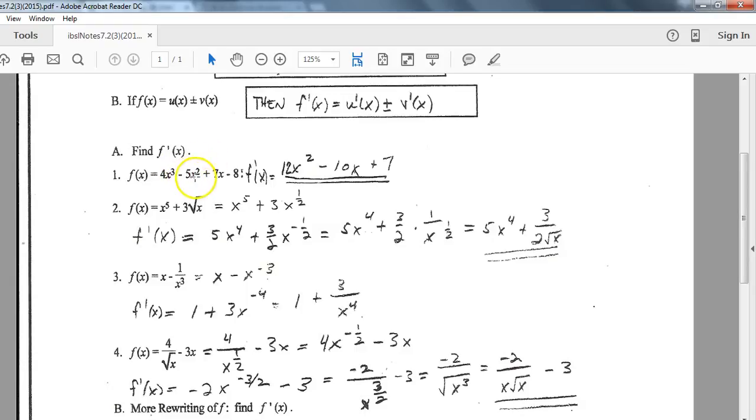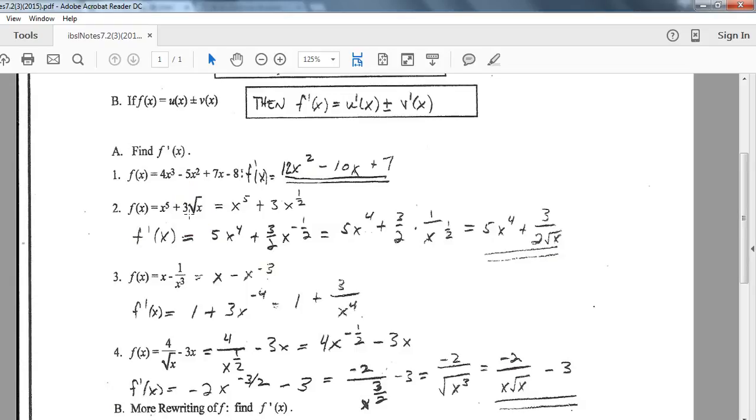So 2 times negative 5, subtract 1 from 2, 1 times 7, x to the 0, and then again, if you have a constant, your constant goes away because technically this is negative 8 x to the 0 power. 0 times negative 8 is 0. So constants just go away when you're doing derivatives.